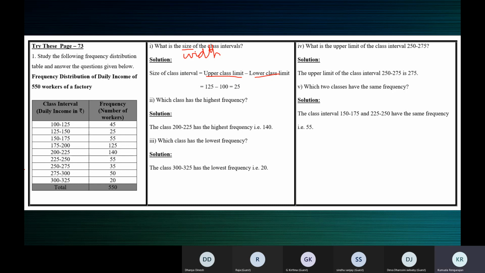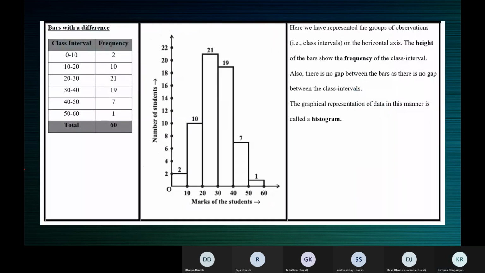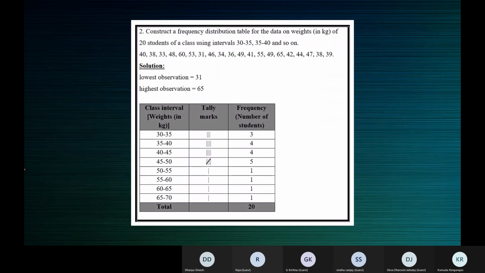Any questions on this, children? No doubts, ma'am. Okay, I hope you've taken a picture. Try this for yourself and you can see the answer also below. Take a screenshot, try this by yourself and check your table with the answer provided.